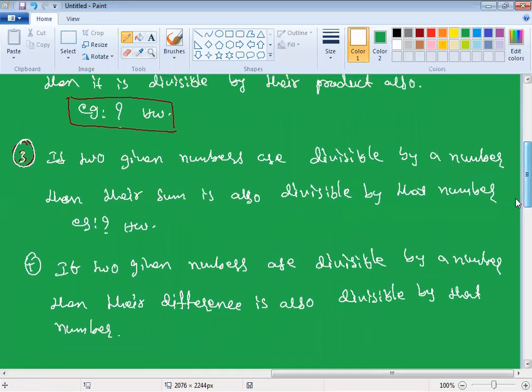Okay, so this is about common multiples, common factors, and some more divisibility rules. Next, prime factors. Okay, if the meeting closes, join the same link.